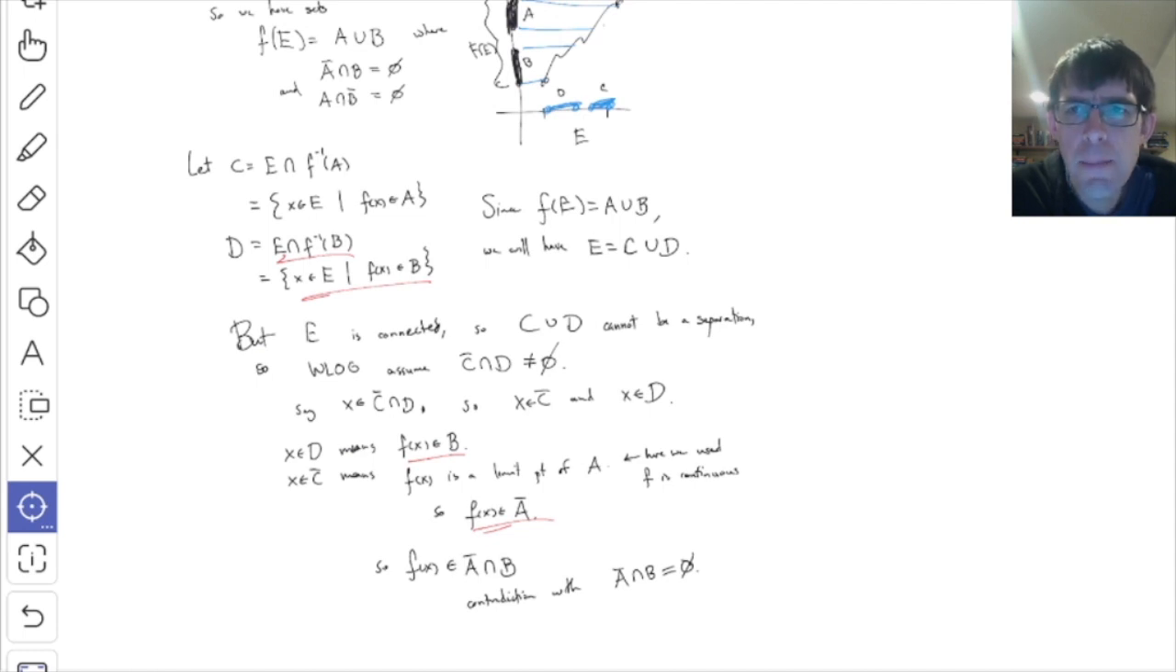All right. We got about 12 minutes remaining. I wanted to do two cute examples of using the intermediate value theorem to demonstrate some interesting consequences.